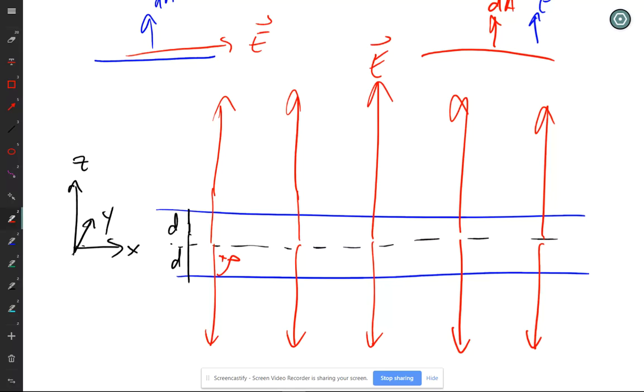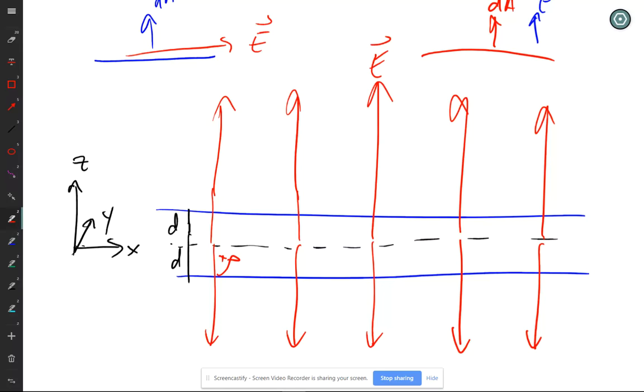My horizontal surface, though, has to have a constant electric field. What's the only dimension that could change my electric field in this geometry? Well, we have X, Y, Z. What's the only dimension, like by changing X can change the electric field, by changing Y can change the electric field, by changing Z can change the electric field, based on our geometry?